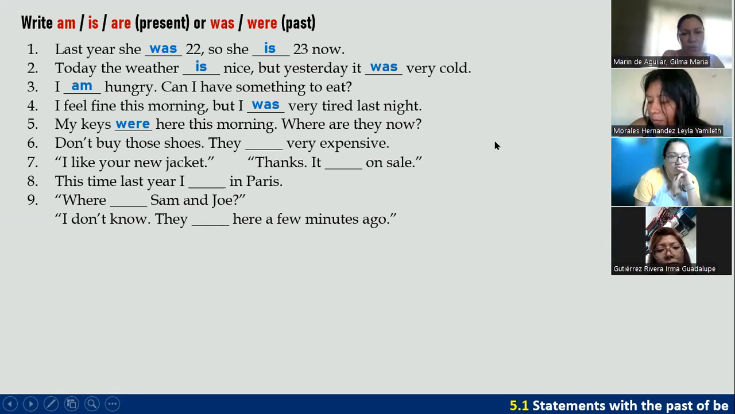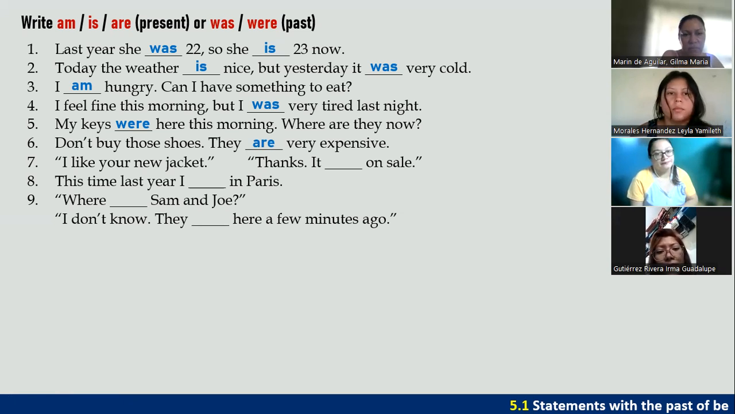Hilma. Don't buy those shoes. They were very expensive. The recommendation is in present, right? Don't buy those shoes. They are very expensive. Number seven, Leila, please. La chispa.